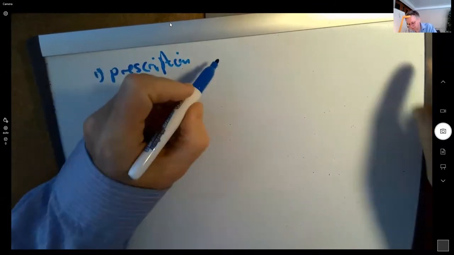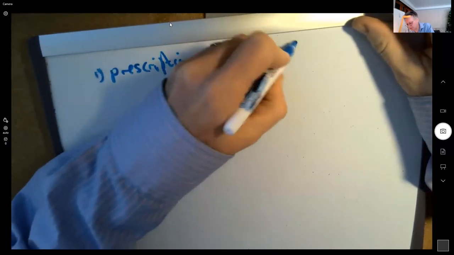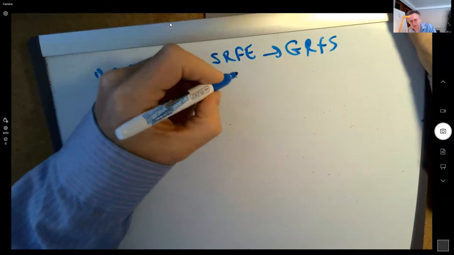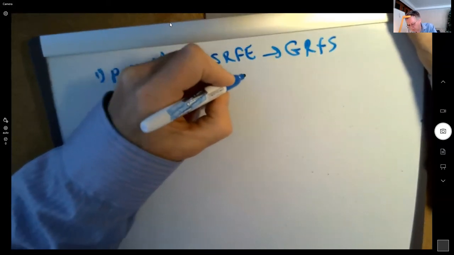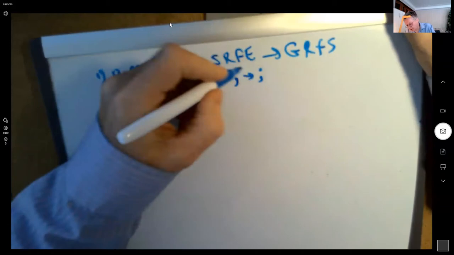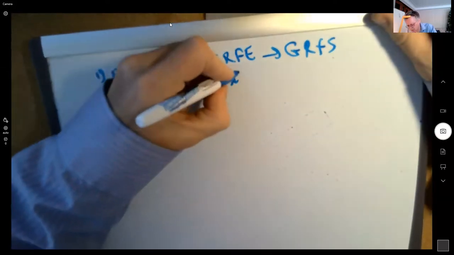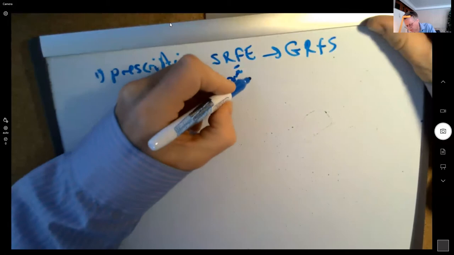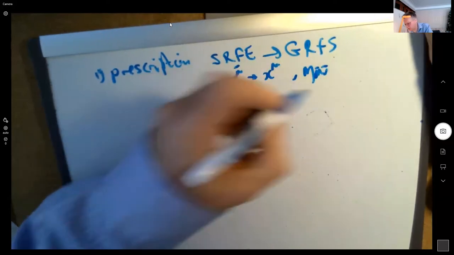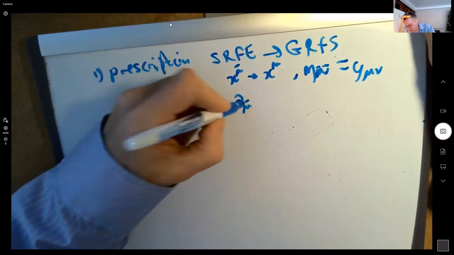You have a prescription for turning special relativistic field equations into general relativistic field equations. And that's the comma to semicolon. What you do there is you replace coordinates in a flat spacetime with general coordinates. You replace the Minkowski metric with the general metric. You replace the partial derivative with the covariant derivative.